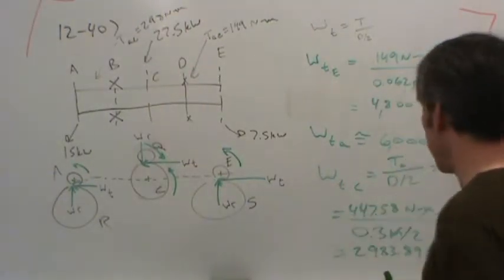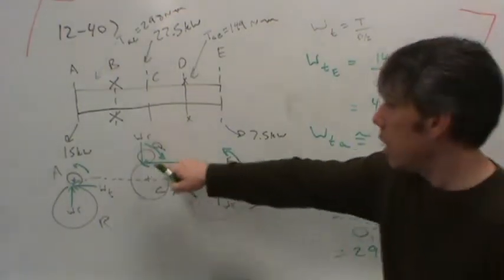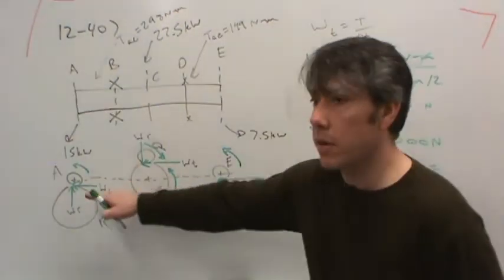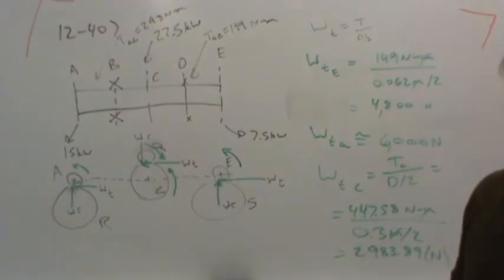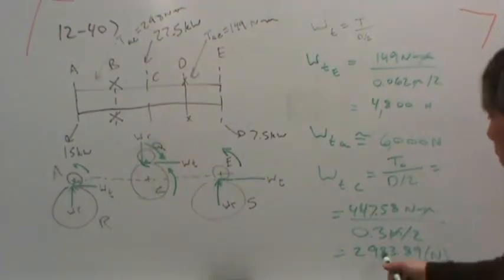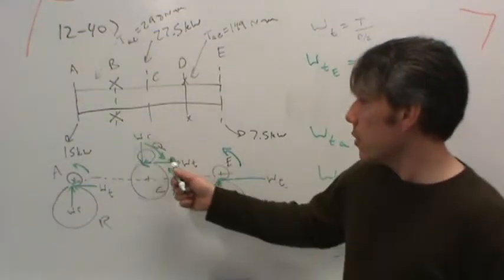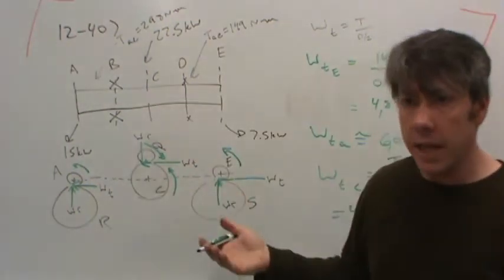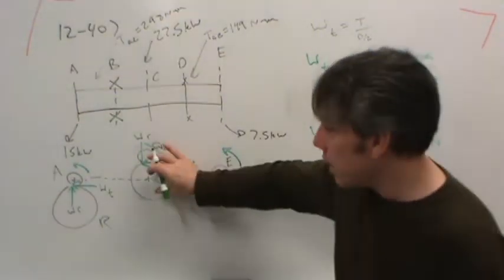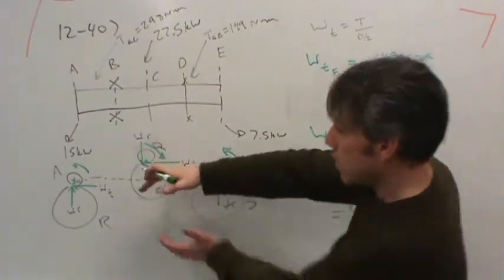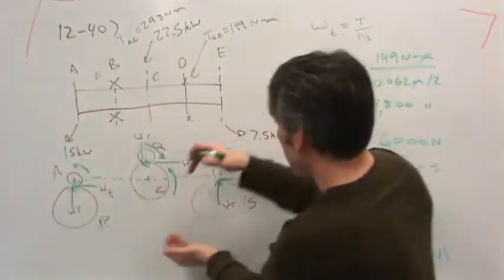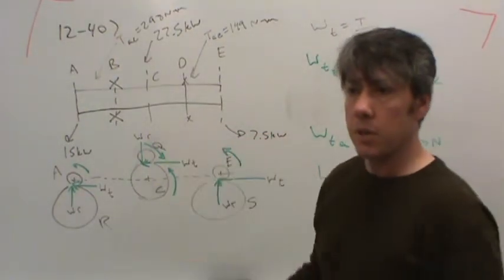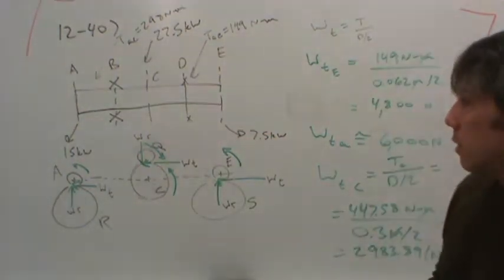Now, is it a surprise that the load here is smaller than either of the other two loads? It shouldn't be a surprise, because the magnitude of this load doesn't relate directly to the power going in. It's related, yes, but you also have to take into account the size of the gear. Since this is a much larger gear than A and E, it makes sense that the tangential load would be smaller.